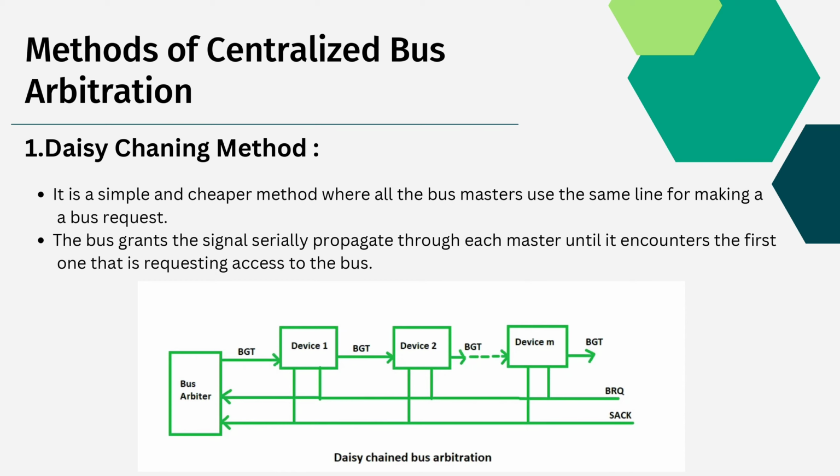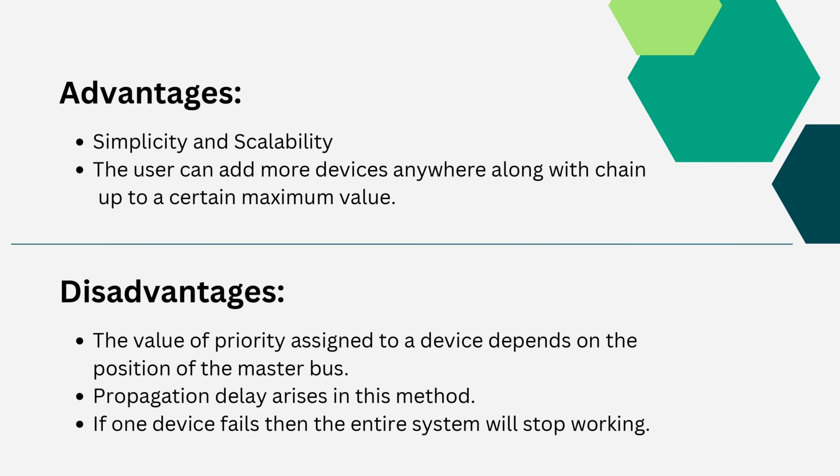The first method is the daisy chaining method. This method is very simple and cheap, where all the bus masters use the same line for making a bus request. The bus grant signal serially propagates through each master until it encounters the first one that is requesting access to the bus.